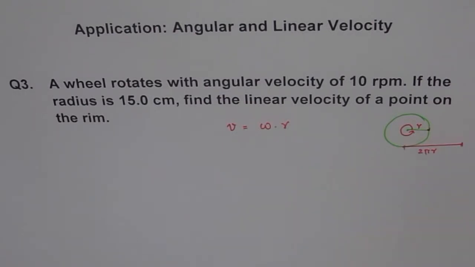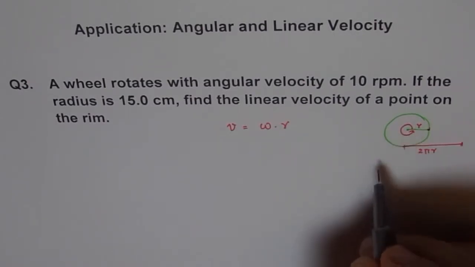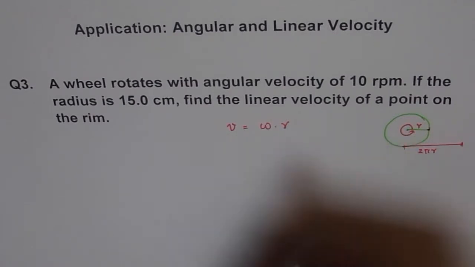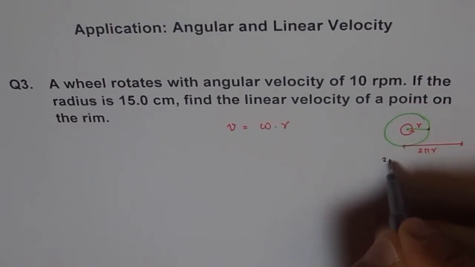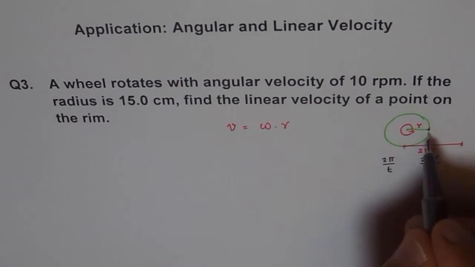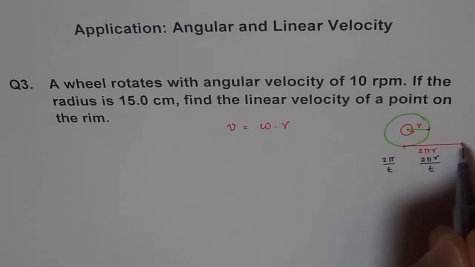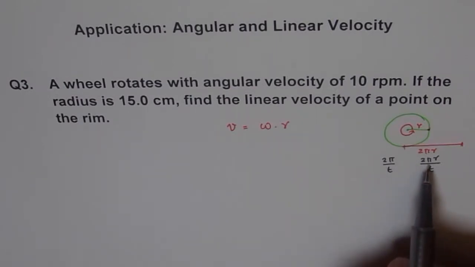If you divide by time, you get the rate of change of angle on one side, which is 2 pi by t. Do you understand? So on one side, angular velocity would be the rate of change of angle, and the angle is 2 pi, so 2 pi by t, and on the other side, it is 2 pi r by t. In the same time, this point moves 2 pi r distance, which can be translated linearly here. So this is the component of our angular velocity, and this is the component of our linear velocity.